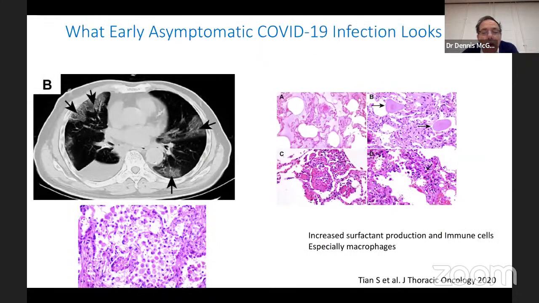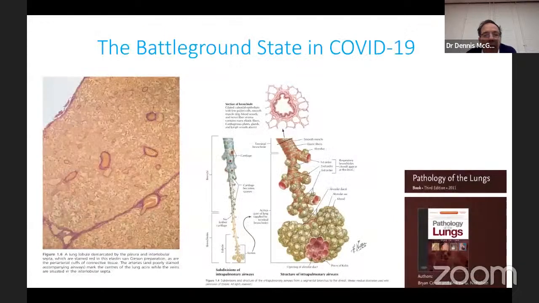So this CT scan shows somebody going for surgery for lung cancer, and they have a pleural effusion linked to the lung cancer. And on the morning of surgery, they have a staging CT, and they're asymptomatic, and it shows ground glass changes of COVID, asymptomatic. And when the histology was done on this incidental COVID infection, the predominant abnormality that was evident was macrophage infiltration of the alveoli in this pneumonia. This is a case report. There's two of these. So there is macrophage activation, but it's in the alveolus. And this is the battleground state in this pneumonic process.